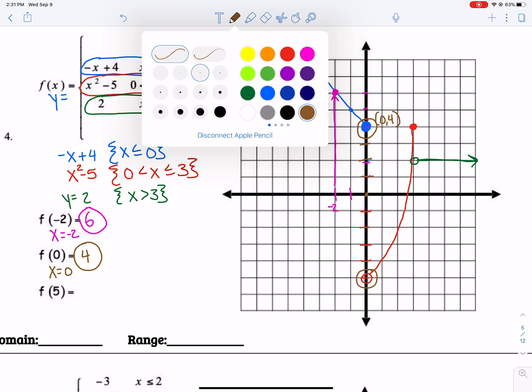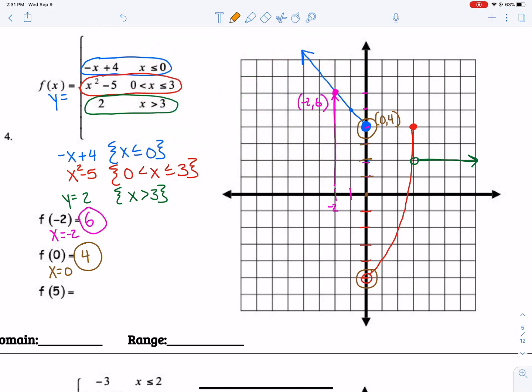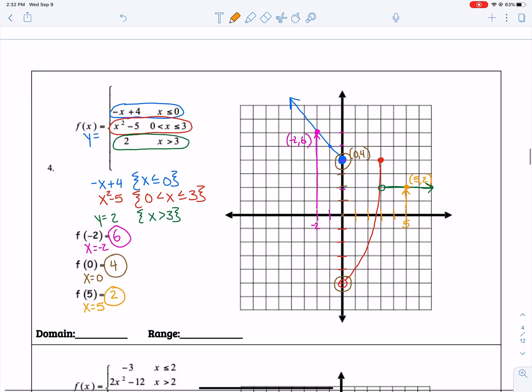And for that last one, it asks you for f of 5. So where is x equal to 5? So let's go 1, 2, 3, 4, 5 over on the x-axis, and then go to your function, which is in this case the green part of our function. And that point would be 5, 2. So our value of our function at x equals 5, f of 5, is 2. So that is how we evaluate a piecewise function.